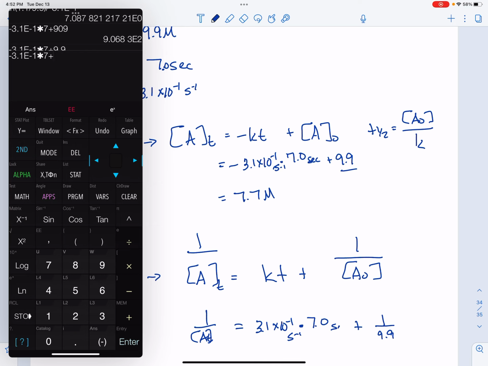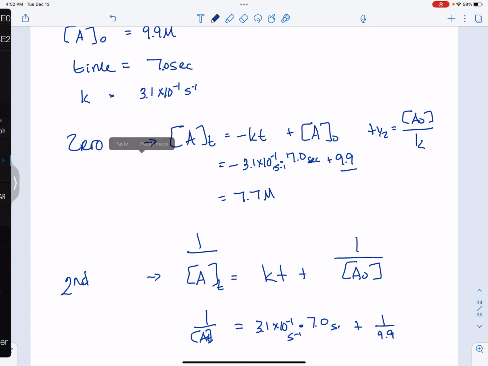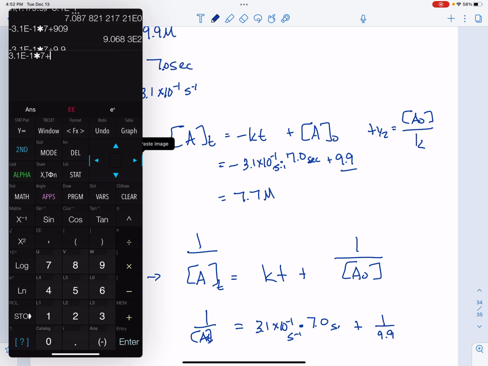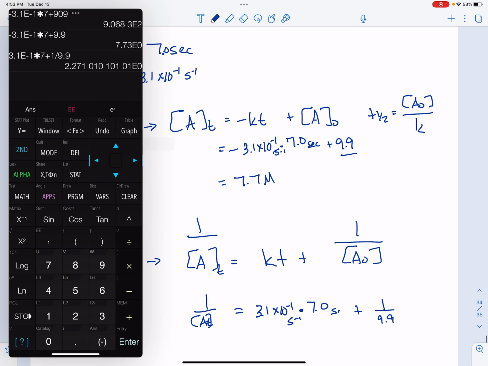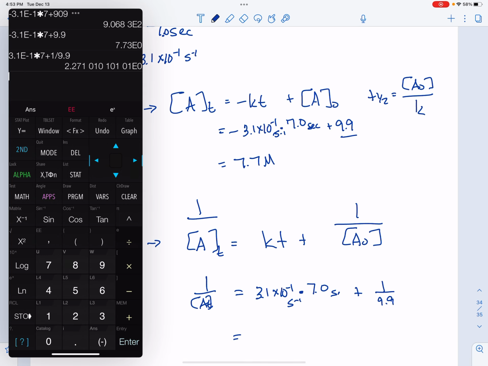So that part of it is the same, but notice that this is a positive. And part of the reason it's a positive is because I'm doing 1 over my original amount. So that's going to make that number kind of a smaller number. So my original amount is 9.9. And so that gives me 1 over A of t is equal to 2.2.